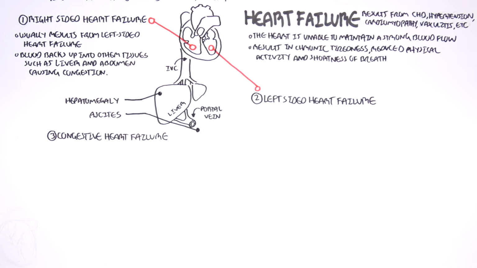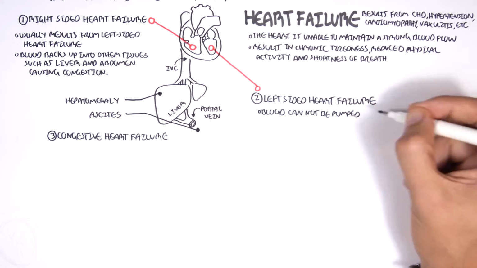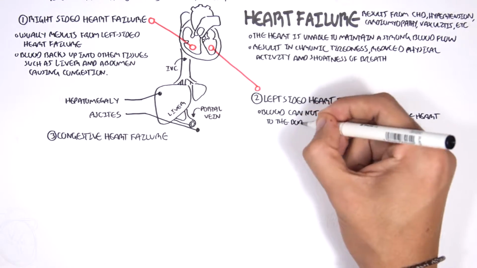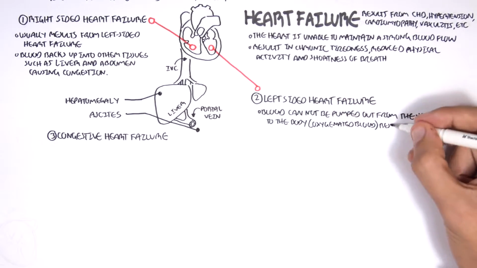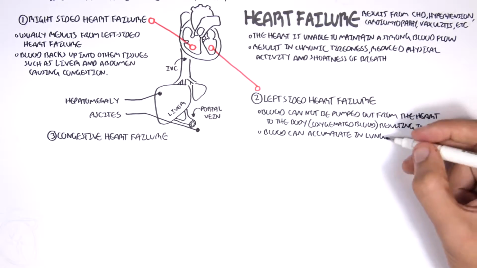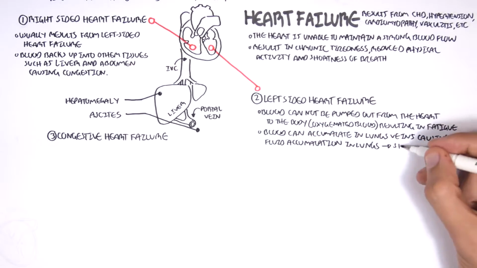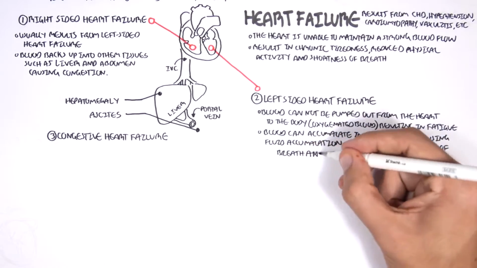Now, in left-sided heart failure, on the left side we have the left ventricle and left atrium, which contain the oxygenated blood from the lungs. So in left-sided heart failure, oxygenated blood cannot be pumped out from the heart to the rest of the body. And so blood can backflow and accumulate in the lungs, in the pulmonary veins essentially, causing fluid accumulation in the lungs, leading to shortness of breath and pulmonary edema.